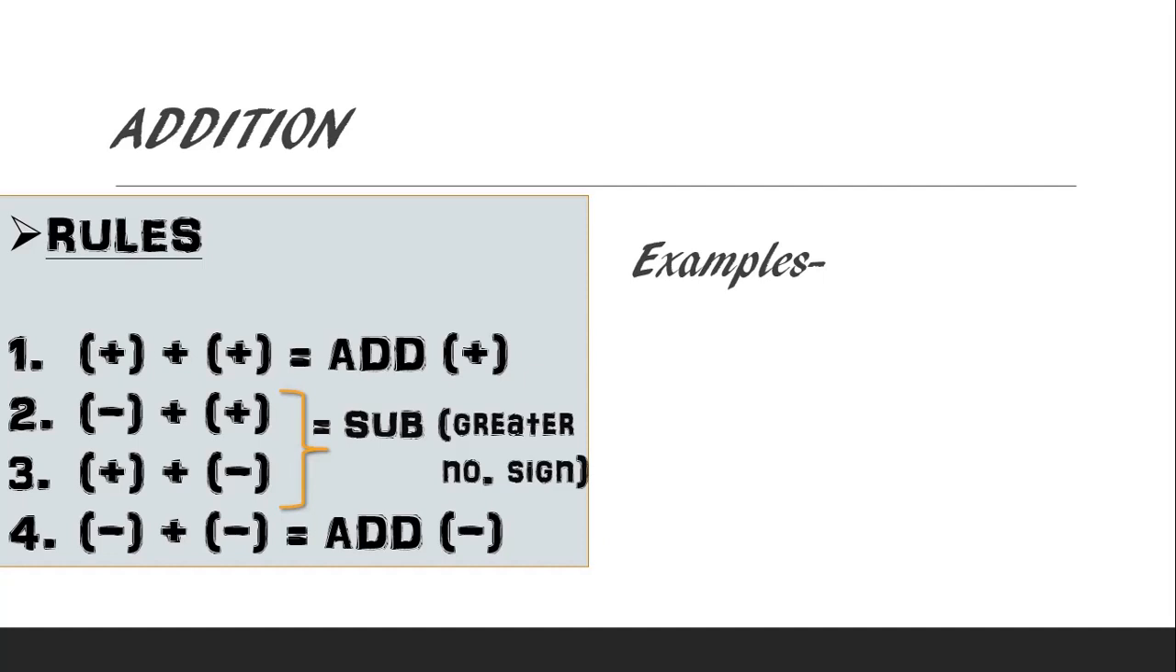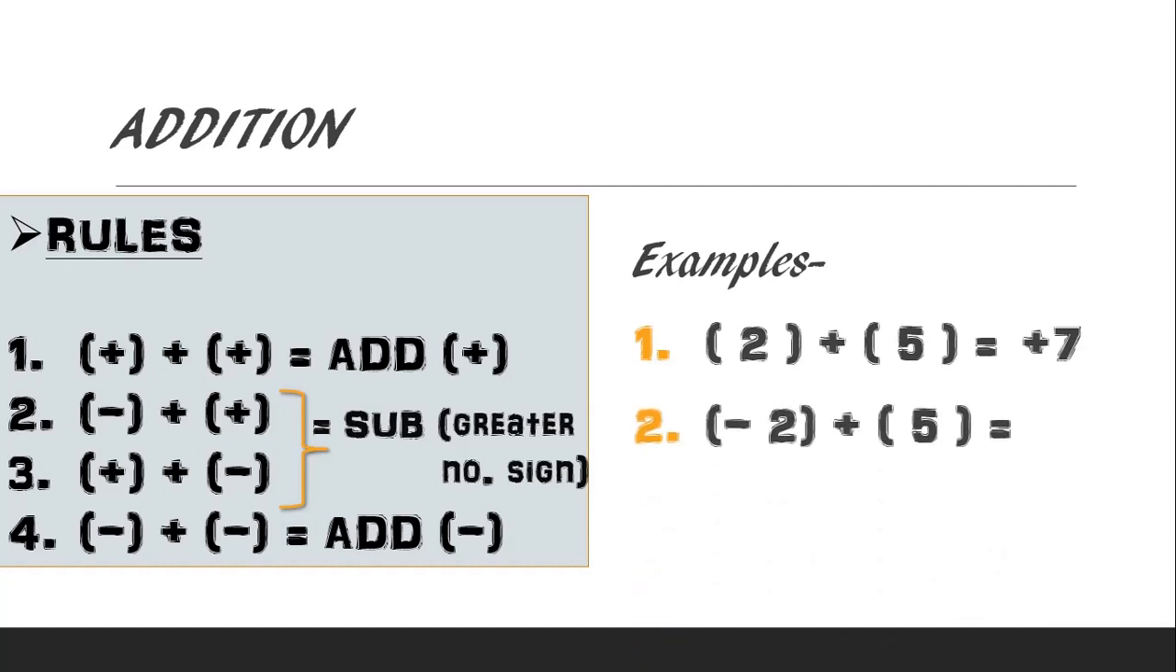Let's learn it using some examples. As you can see, the first example has both the numbers positive. So you have to go by rule number 1, add and give plus sign to the answer. In the second example, the first number is negative, the second is positive. So you have to subtract and give the sign as it is for the greater number. In this example, the greater number is 5 and its sign is plus. So the answer will have plus and the subtraction will be 3.